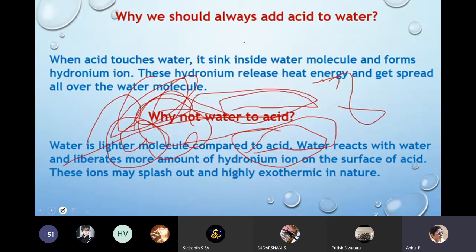So understand that when you are diluting the acid, you should always add acid to the water but not water to acid. Of course, in both ways it gets diluted. After adding acid to water or water to acid, the reaction will come down and it will be diluted, but immediately it may cause an acid splash, especially when you are adding water to the acid. A small drop of water is enough to liberate a large amount of hydronium ion. That is why we should always add acid to the water but not water to the acid.